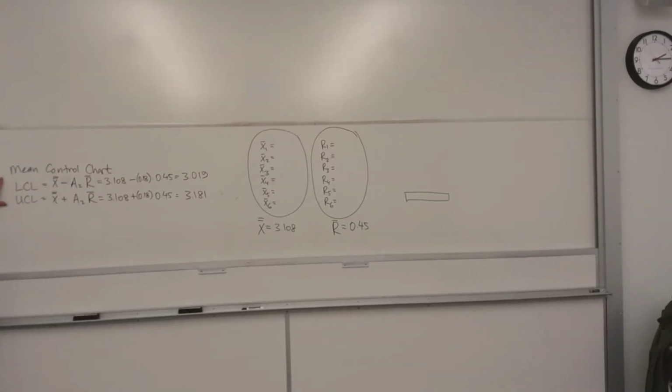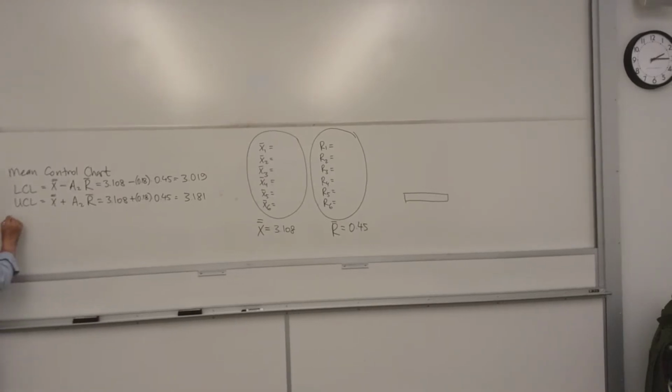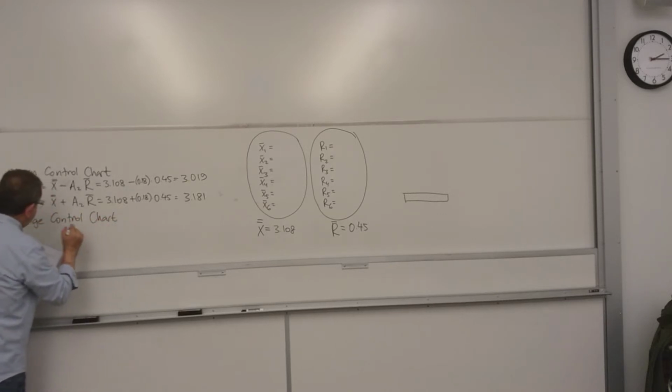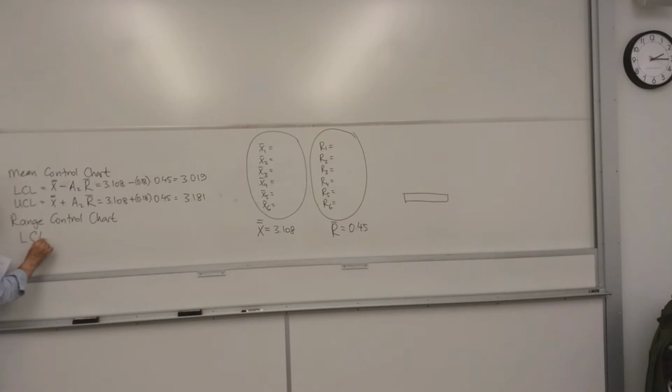So these are the upper and lower control limits of the mean control chart. Is everybody clear so far? So let's do the range control chart. The formula for the range control chart is as follows: D3 times R bar, D4 times R bar.